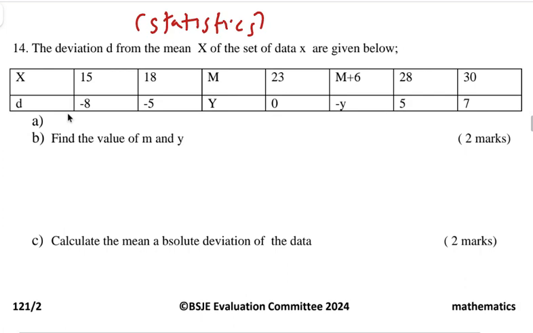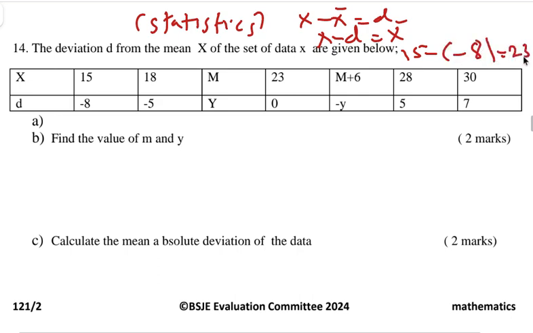So mwanzo waona kuna d. D wapata vipi? Huwa kupata d wachukua x minus your mean, right? So x minus your mean equal to d. So let's say nikitaka kutafuta hiyo mean wafanya vipi? Wachukua hiyo x minus your deviation ndio itakupa mean yetu. So let me take your x which is 15. So 15 minus your deviation minus -8, answer itakonipa hapa ni 23. So hiyo mean ni 23.